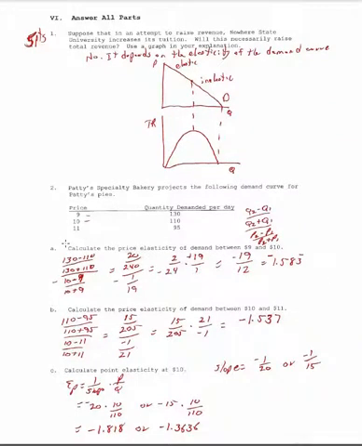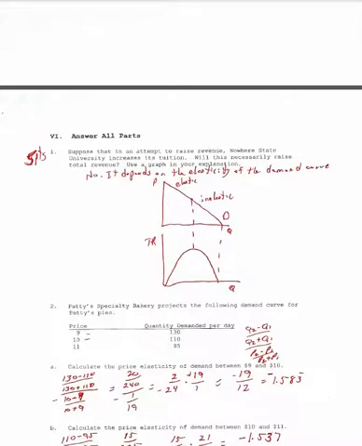Part 2 is about calculating some arc elasticities, and here's my work for those. And you can just kind of follow my work if you want. And then point elasticity, here's the formula, 1 over the slope times P over Q, and I just worked it out. So that's the answer key for test 1.